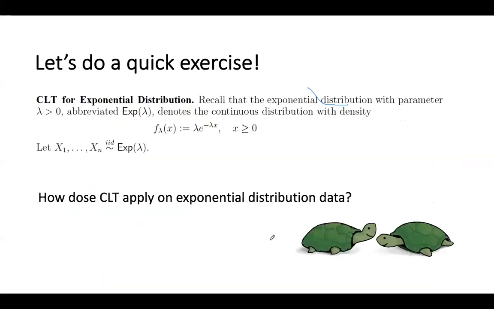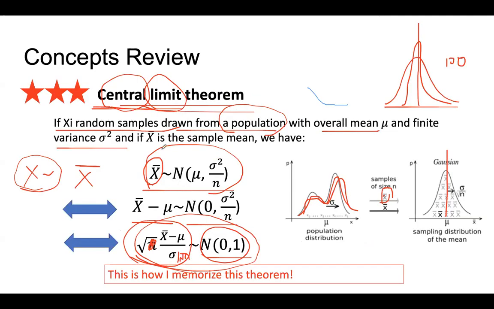So let's do a quick exercise. So here we just apply the CLT. The CLT is the central limit theorem, for an exponential distribution. So recall you learned from the previous course that the exponential distribution can be written down as this formula, right? So how does CLT apply on exponential distribution data?